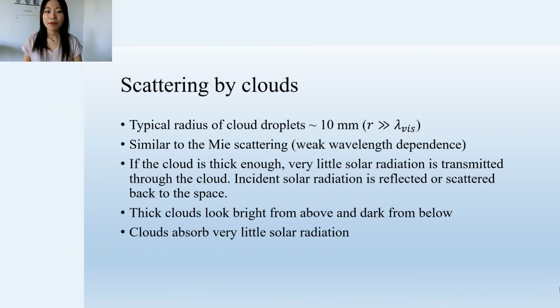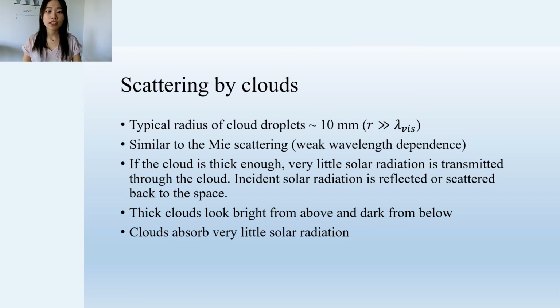Finally, what happens when the solar radiation is scattered by clouds? The size of a cloud droplet is usually around 10 micrometers, which is a lot larger than the visible wavelength. When radiation is scattered by a particle that is a lot larger than its wavelength, it's similar to Mie scattering. It has weak wavelength dependence. For Mie scattering, most of the scattering is forward scattering.